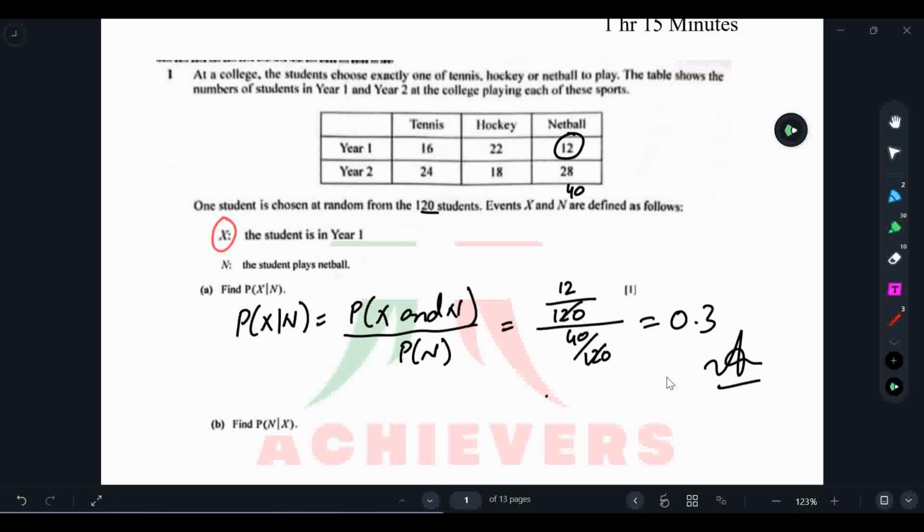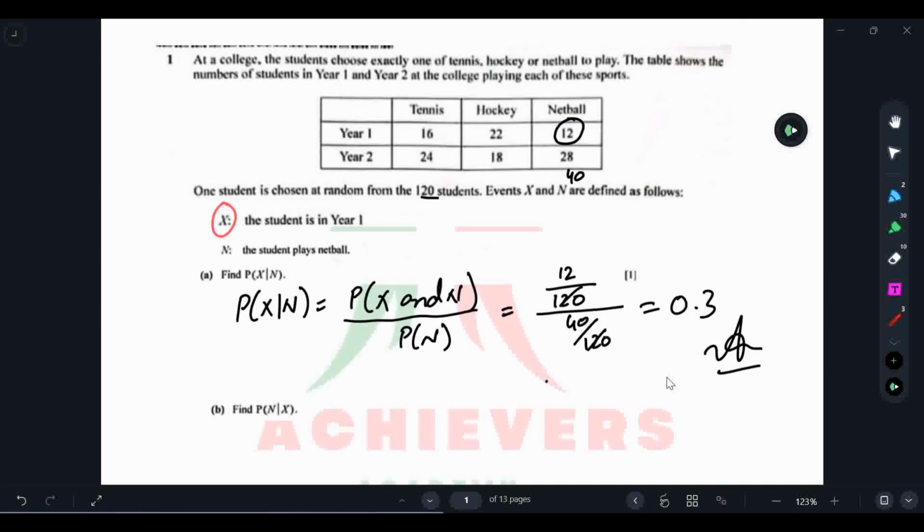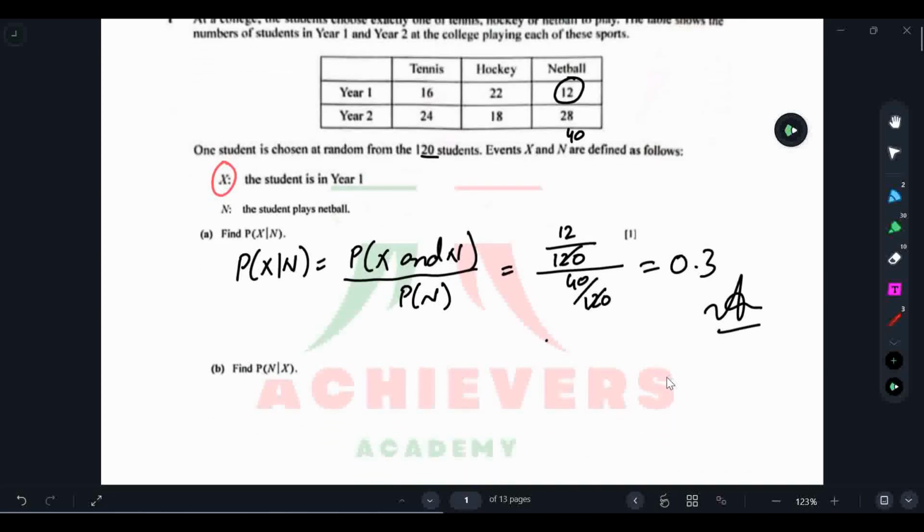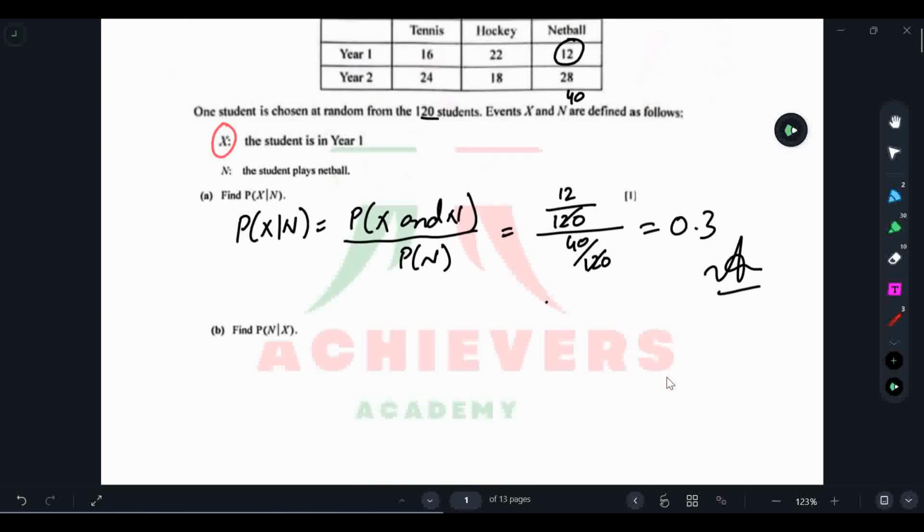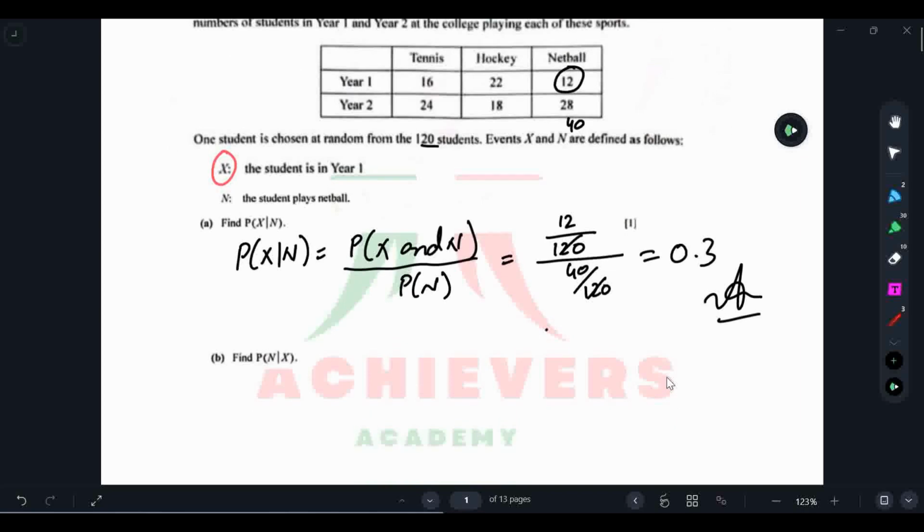Let's move to the next one. Find the probability. Now this one is again conditional probability. So for conditional probability, we can write this as probability of N given X. This will be equal to probability of N and X divided by probability of X.